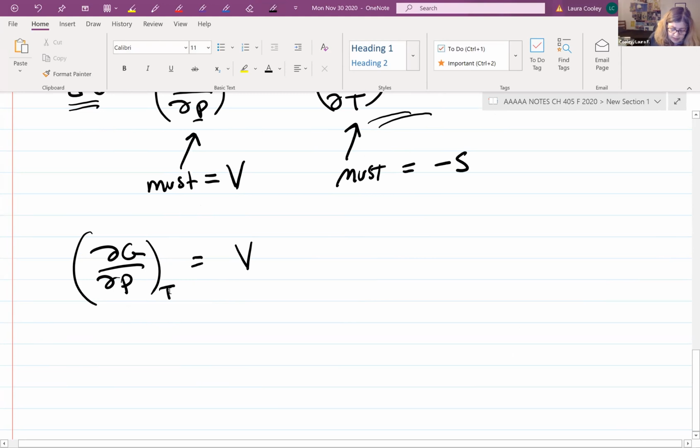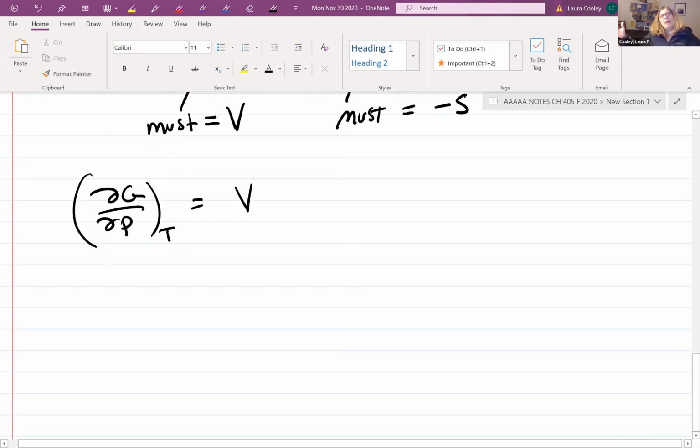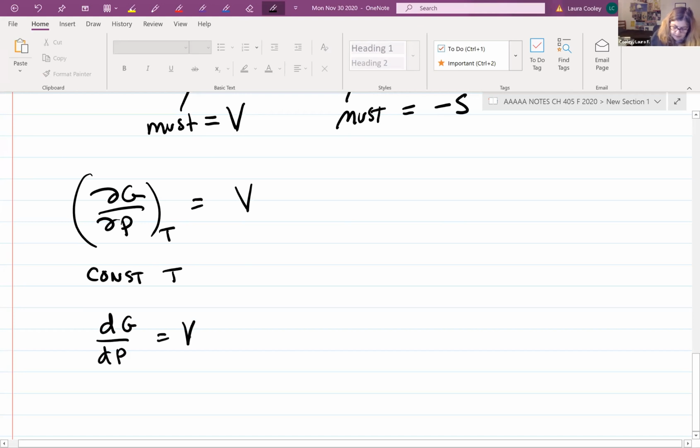So what is that exactly? What benefit is this? How is this going to help us at all? Well, first of all, if I write constant temperature, I can make this just a regular derivative. And then I have dG is VdP.